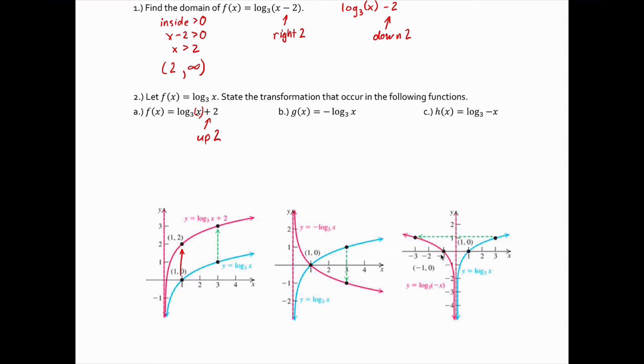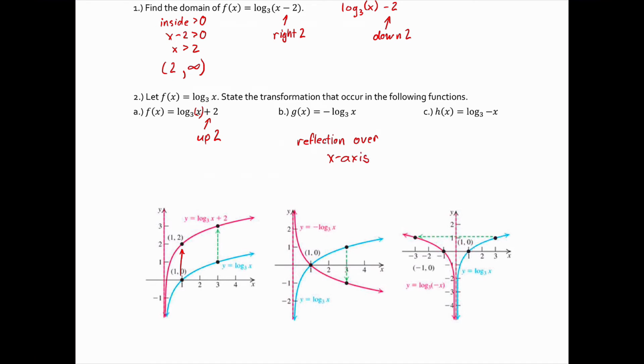Okay, in the case of b, we have a negative sign, so it's going to be a type of reflection. This negative sign is not with the x, therefore it must be with the y's, making all our y's negative and the negative y's positive, so it's going to cause a reflection over the x-axis.